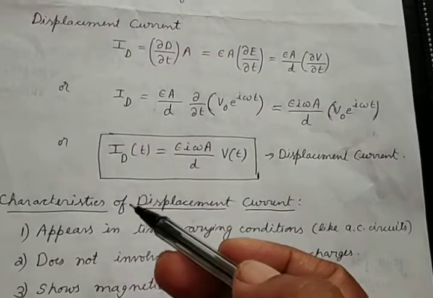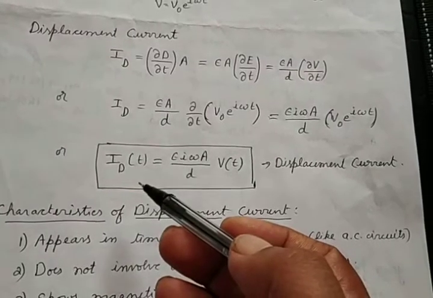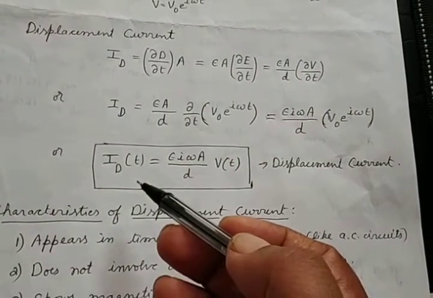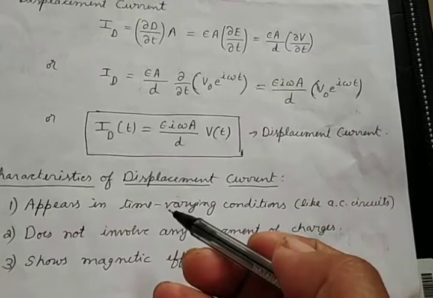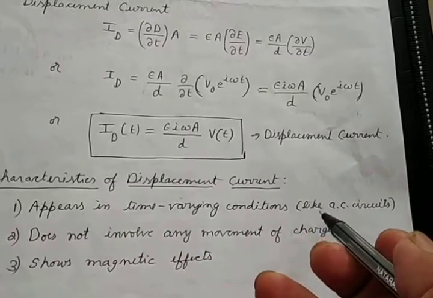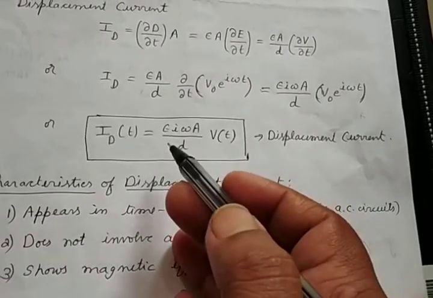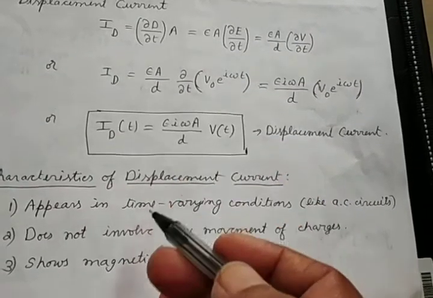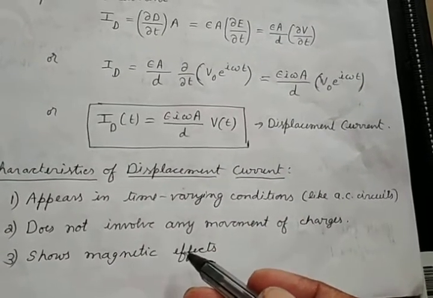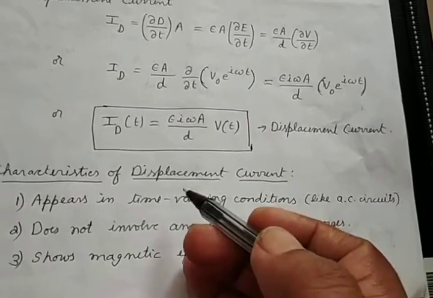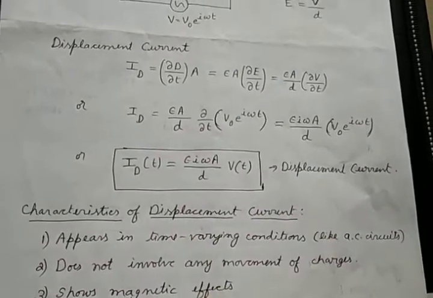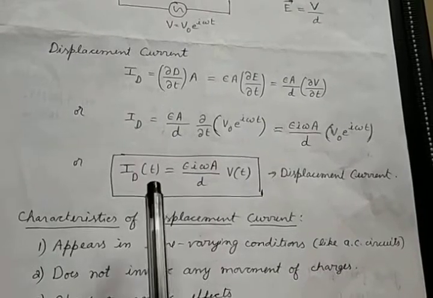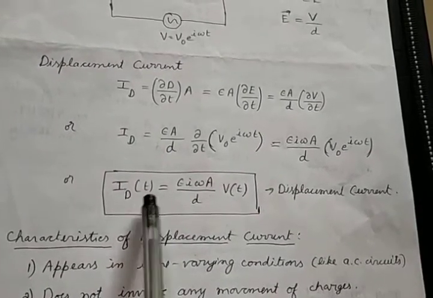Now what are the characteristics of this displacement current? It is not like the regular current. It appears in time-varying conditions like AC circuits, and it does not involve any movement of charges, but still it can produce magnetic effects. So these are the characteristics of the displacement current. So I obtained the expression for the displacement current like this.